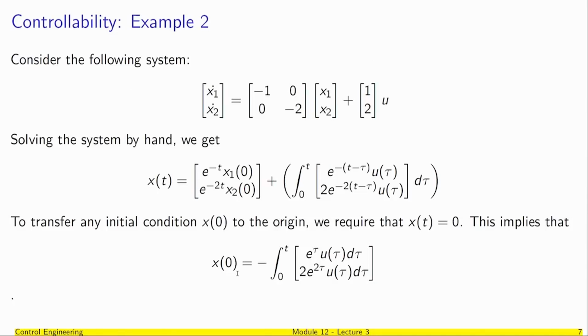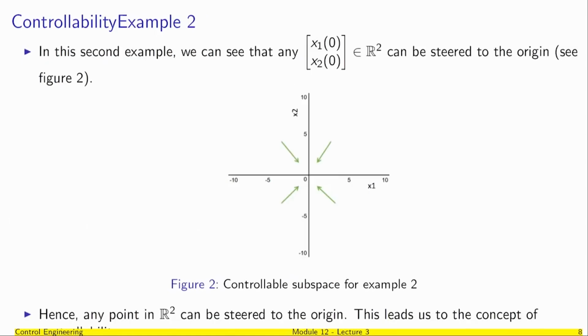I again have the system in diagonal form with entries minus 1, minus 2, and control as 1 and 2 times u. Now, if I write down the solution again, given that I want to go to the origin from certain initial conditions, the equation would transform to something like this. And if I plot the controllable subspace, the points starting from which I can reach the origin, it turns out to be the entire space. So, I can start at any point in the 1st, 2nd, 3rd or 4th quadrant, and all will steer the system to the origin, right. So, any point in R2 can be steered to the origin.